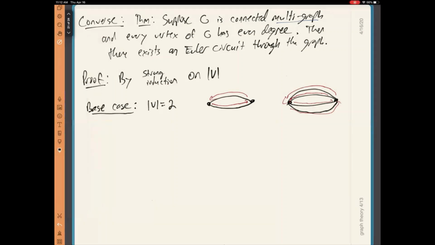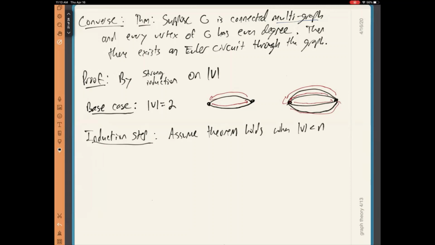And so this forms the base case for our argument, right? And so for the induction step, we're going to assume the theorem holds whenever the cardinality of the vertex set is, say, smaller than some number n, right? So we can always use this theorem as long as we have a graph with fewer than n vertices which meet the hypotheses of the theorem.